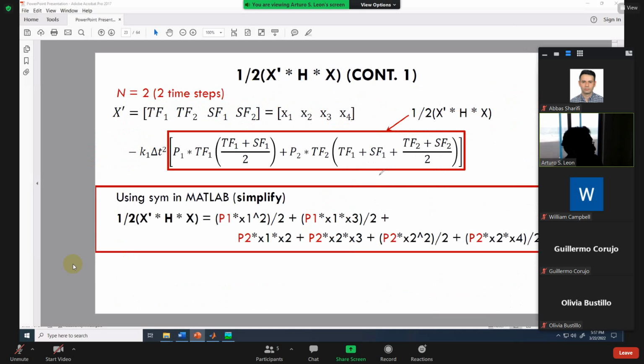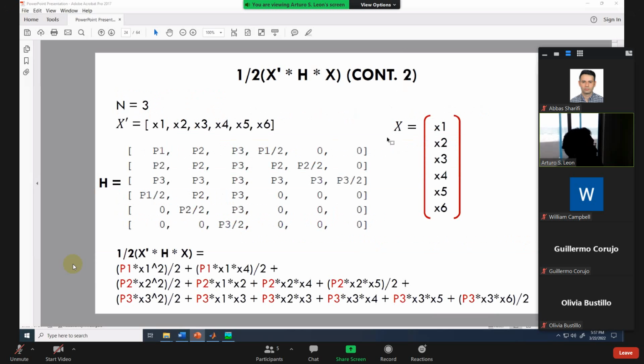Okay, so the same thing we can use also in MATLAB. We can use also sim, which basically is a mathematical approach rather than a computational one. This also can save some time. Guys, I will skip this.